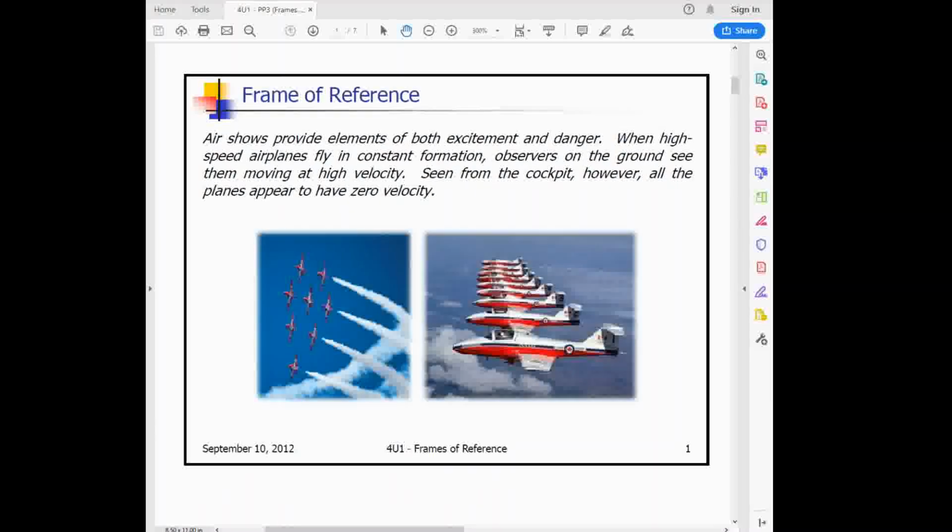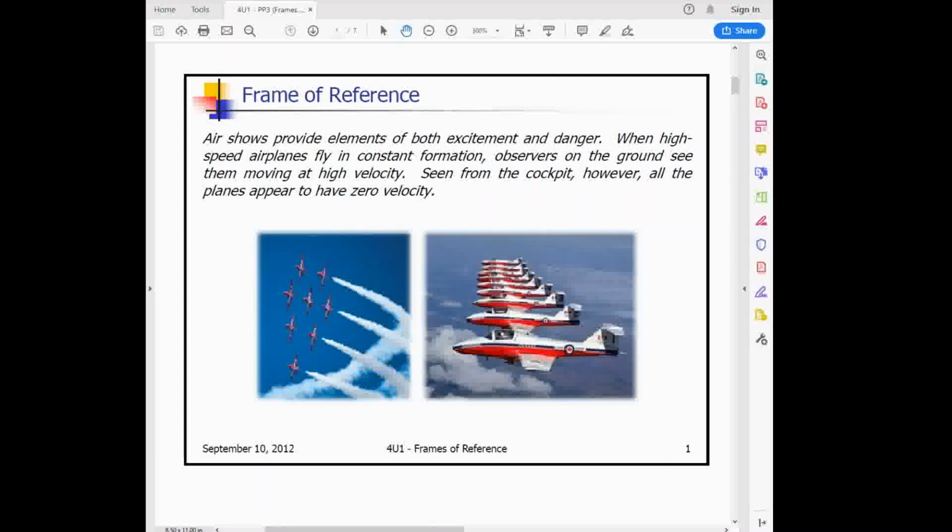Now, imagine that you're at an air show, and you see some airplanes that are flying in formation. This picture here shows, I believe, Canadian Snowbird aircraft, and these planes are moving in formation. If you're observing them from the ground, it appears that they would be moving at a very high velocity. But if you observe one plane from the frame of reference of another plane in the formation, the plane would have zero velocity in that frame of reference.